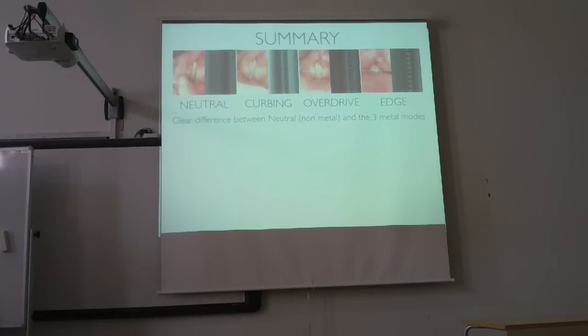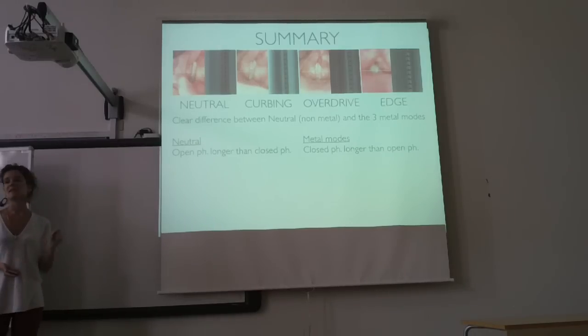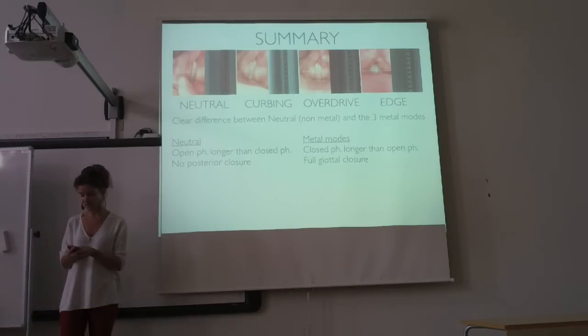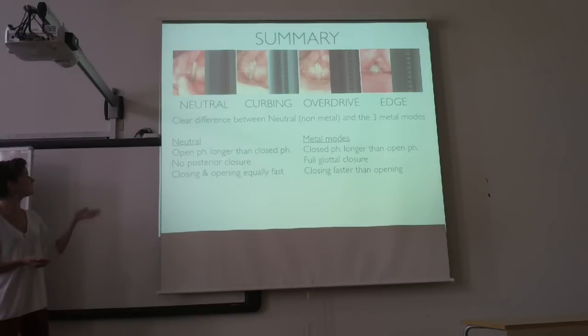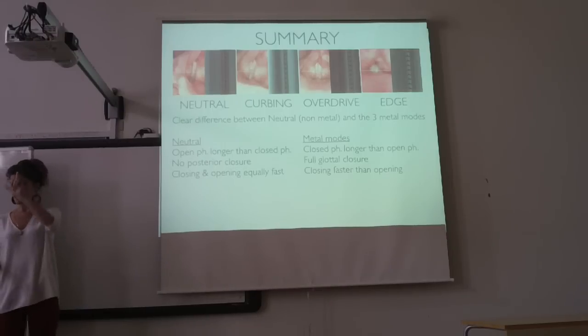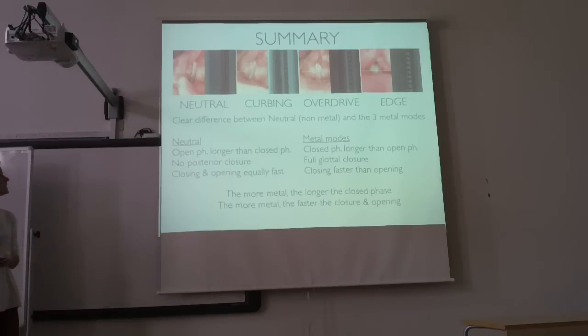When we compare the 4 vocal modes, this is what we see, a clear difference between neutral, non-metal, and the 3 metal modes. The open phase is longer in neutral than the closed phase. In the metal modes, the closed phase is longer than the open phase. There is no posterior closure in neutral. In the metal modes, we always saw the full glottal closure. The closing and the opening is equally fast in neutral, and in the metal modes, the closing is faster than the opening. Then, the more metal, the longer the closed phase, and the more metal, the faster the closure and the opening.